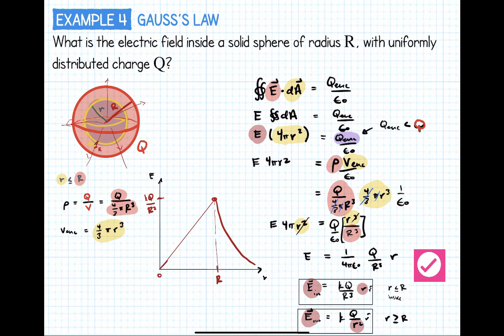So you start out inside the sphere. As you enclose more and more charge, you get more and more electric field, and then at the boundary of the sphere, the electric field starts to drop off like a point charge. So this is linear, and this is inverse squared.